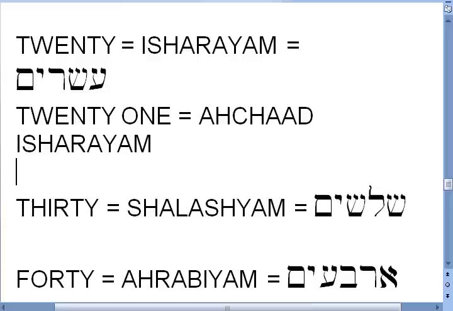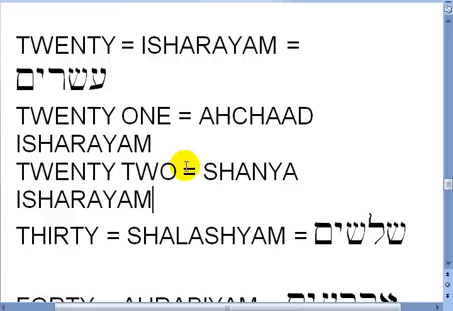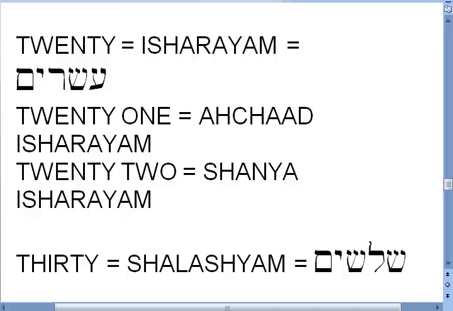The next one would be what? 22. Right? Now 22 would be Shanya Aisharayum. Okay? Because all you're doing is adding the number 1 and then the 20, which makes it 21. The number 2, 22, Shanya Aisharayum. Now you can keep going till you get to 30, and that way you can get practice on this.